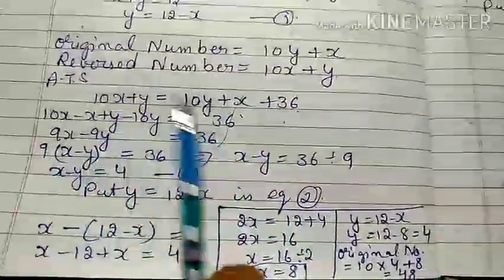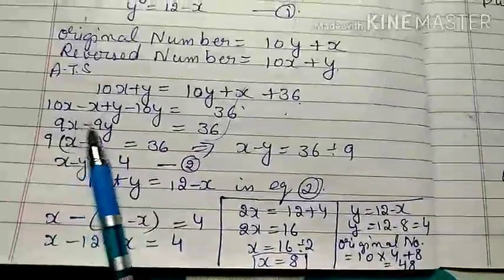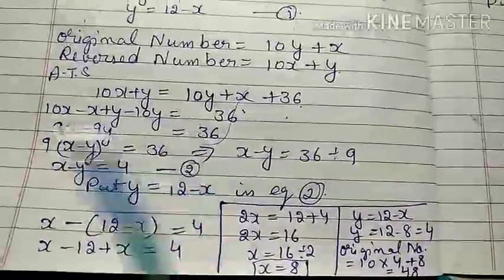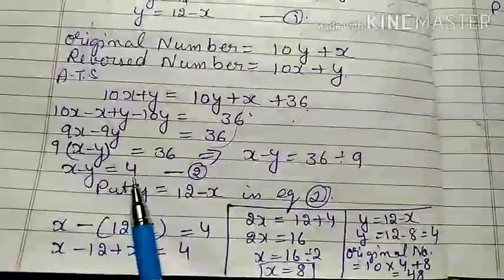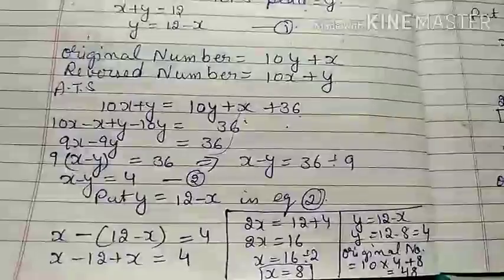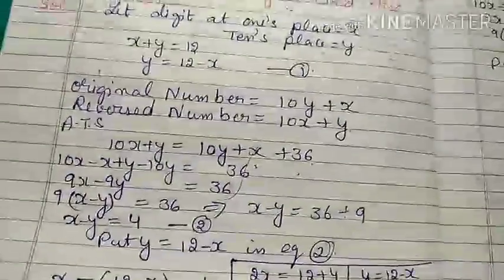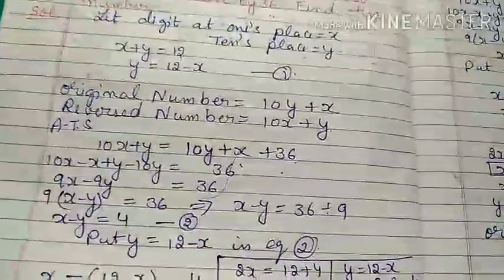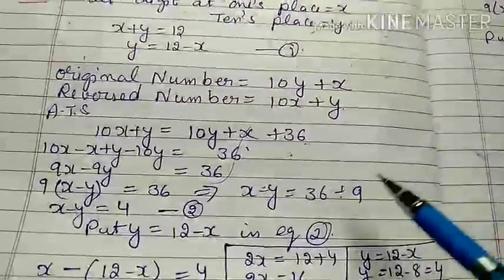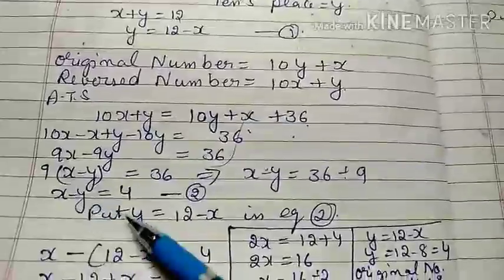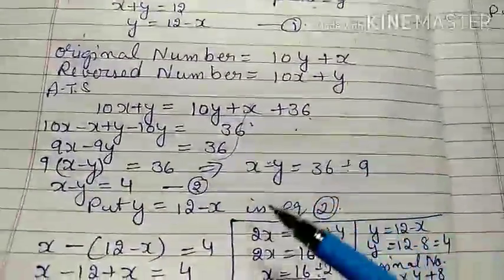Now when you shift all the x and y values here, that gives you 9x minus 9y is equal to 36. And ultimately your equation is x minus y is equal to 4. That is, 9 is multiplied with x minus y, move to the other side, that changes into divide. x minus y is equal to 36 divided by 9. 9 4s are 36, x minus y is equal to 4. That is your second equation.